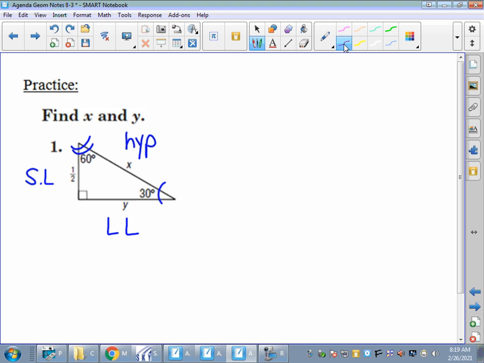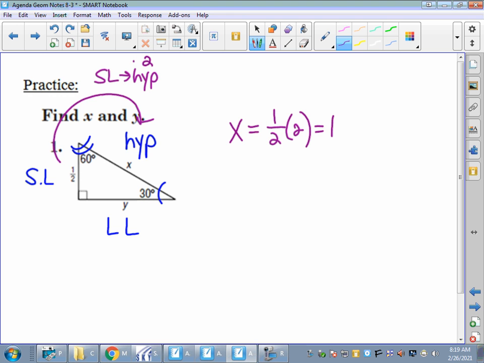Let's start with this short leg to hypotenuse. Short leg to hypotenuse. This is the easy one. Multiply by 2. So hypotenuse x is equal to 1/2 times 2. So the hypotenuse is 1. You don't have to write out all that work. You're probably just going to do that on your calculator or in your head. But I want to make sure that you know what I'm talking about.